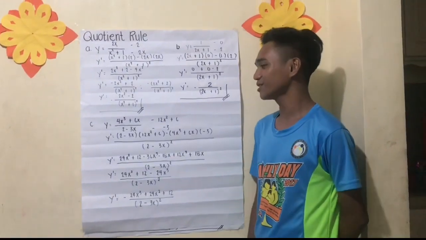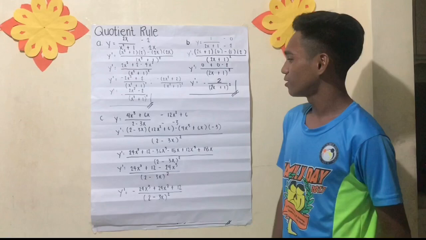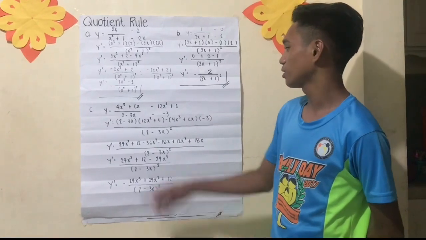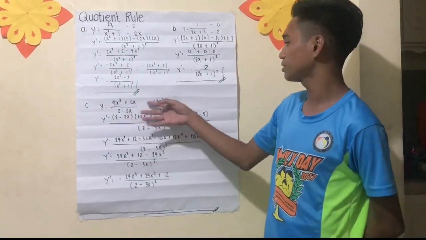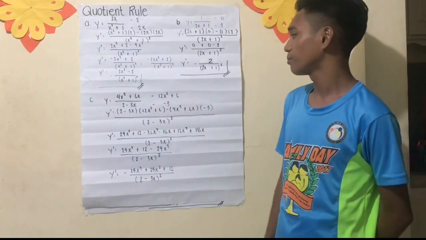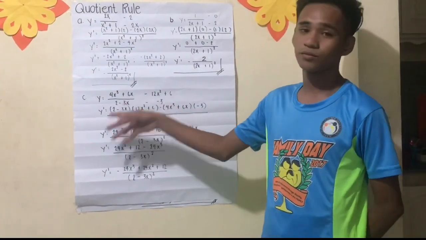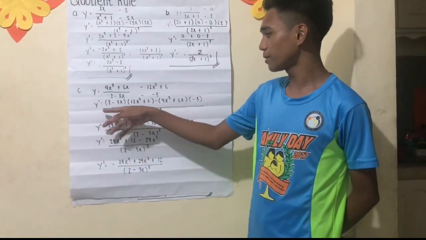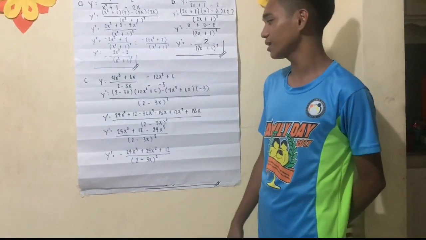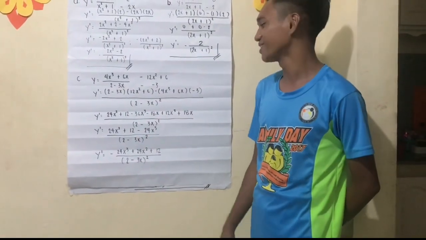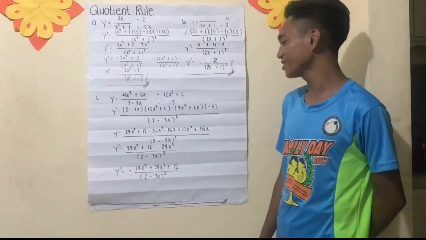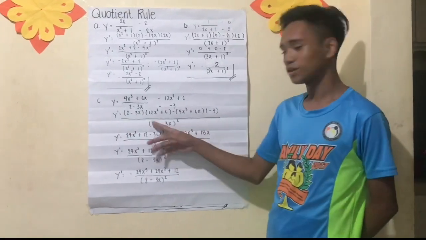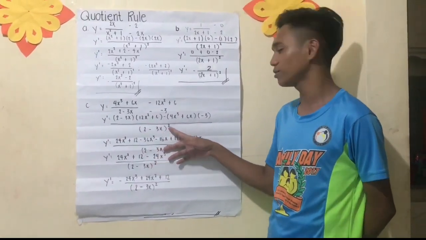Next example of quotient rule is y is equal to 4x cubed plus 6 over 2 minus 3x. So get the derivative of 4x cubed plus 6, which is 12x squared plus 6. And get the derivative of 2 minus 3x, the answer is negative 3. So next, y prime is equal to the quantity of 2 minus 3x times the quantity of 12x squared plus 6 minus the quantity of 4x cubed plus 6 times the quantity of negative 3, over the quantity of 2 minus 3x squared raised to the power of 2.